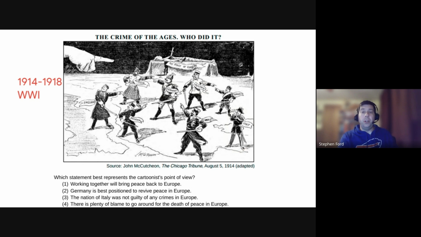say there's plenty of blame to go around for the death of peace in Europe. Serbia has someone pointing at them. Austria has someone pointing at them. Russia has someone pointing at them, and Germany has 4 people pointing at them. There seems to be blame going around. Serbia, Austria, Germany, Russia. 4 different countries have people pointing at them to blame them.